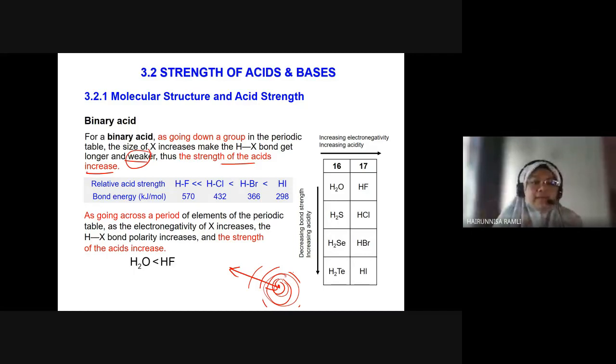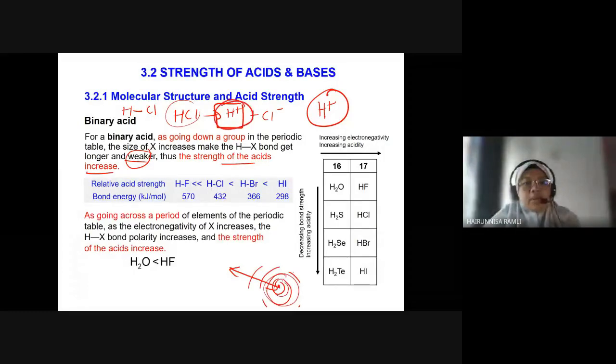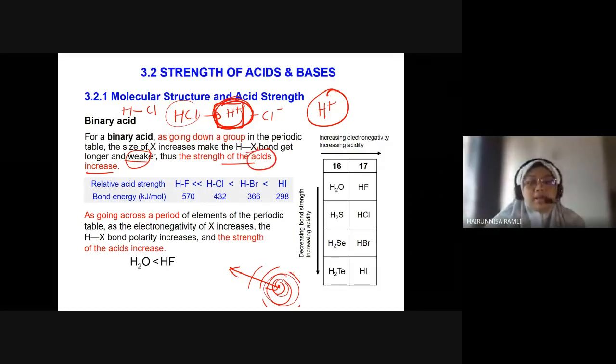Ha, why is it reversed? Remember, the strength of acid is actually calculated based on H plus. Okay, remember HCl breaks into H plus and Cl minus. We don't look at this one, we look at this one, H plus. It means the weaker the bond between H and Cl, the easier it breaks. When it breaks more easily, you get H plus more easily, and the stronger the acid, the strength of the acid. So that's why here, the weaker the bond, the stronger the acid.